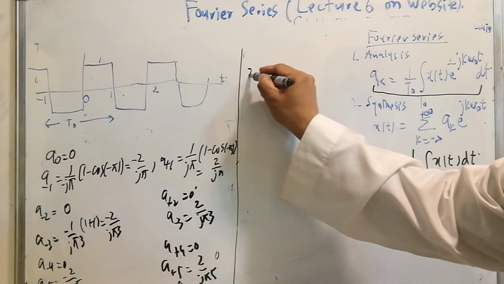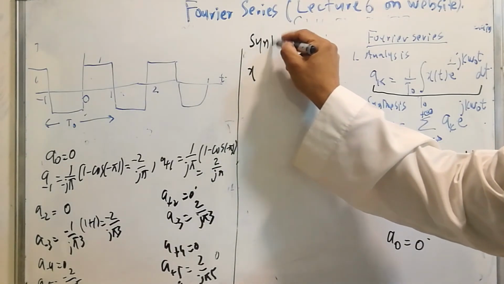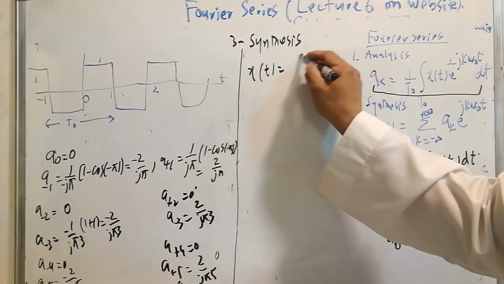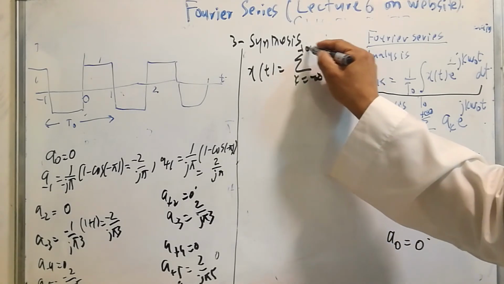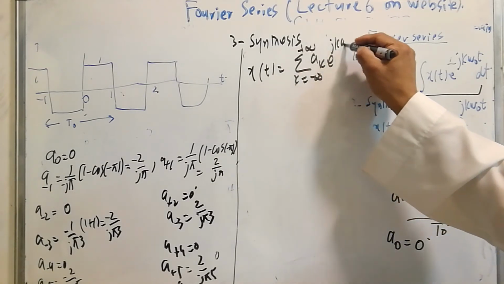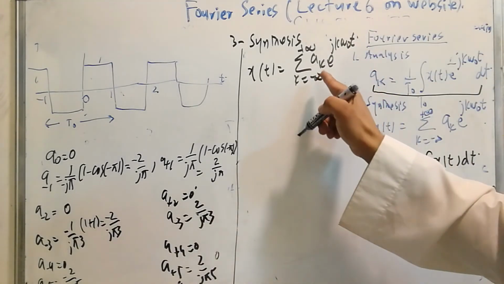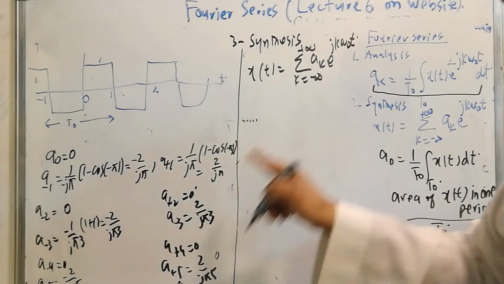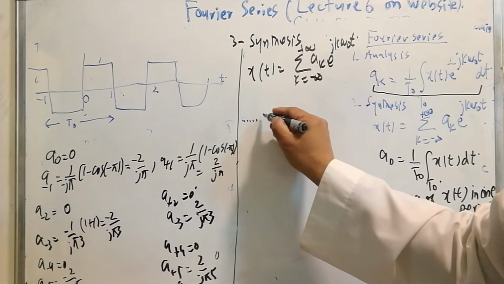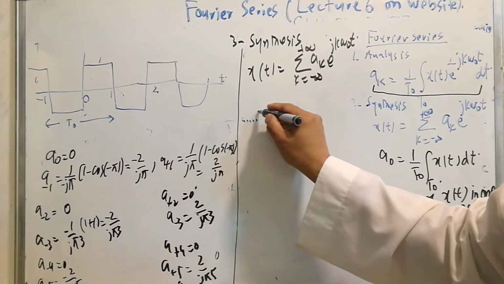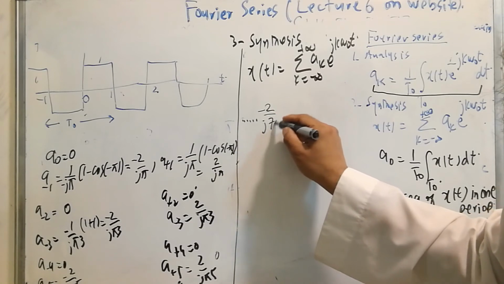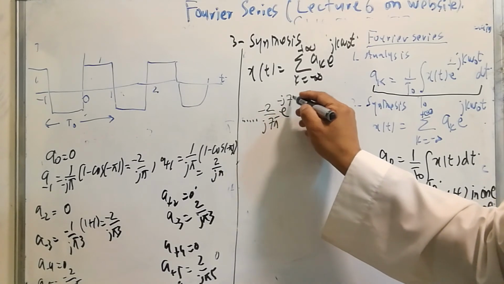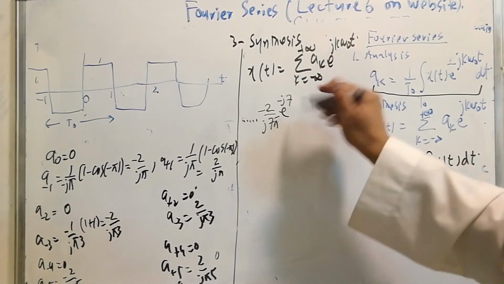So x of t will be, this is the last step, which is called the synthesis, step 3. So x of t will be equal to summation of k equal to minus infinity to plus infinity a_k e raised to j k omega naught t. So I can start from minus infinity, and then the first value will be, I can do any one. I can start from 7. So I know that a_7 is 7 pi e raised to the power j minus j 7 omega naught t. Omega naught is pi, so I can just put pi here.